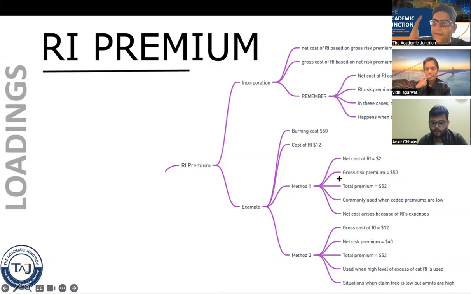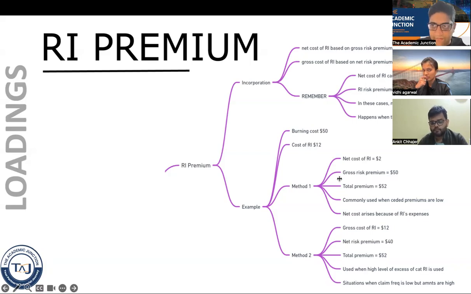Can you guys try to project, or try to extrapolate from what we have discussed, what do you mean by gross risk premium and what do you mean by net risk premium? Just based on these two examples, just based on these two definitions. So gross premium would be after considering all these 4 loadings, basically. Okay. And net would be pure risk premium.